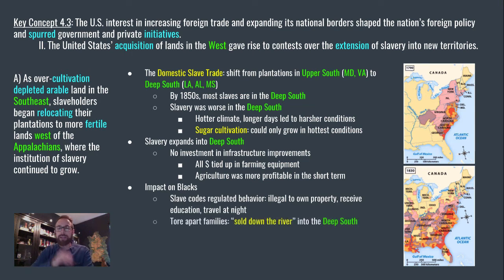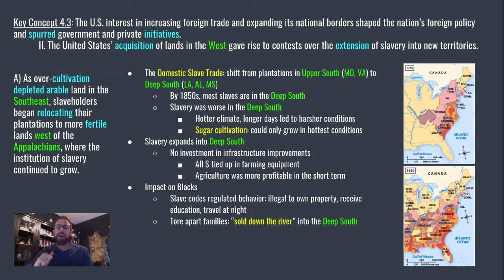Now, another impact, a very negative impact, was that the system tore apart families, especially with the domestic slave trade. The idea that suddenly people were not just property to work on these plantations, but they were a commodity to be traded, meant that as these areas opened in the South, it became profitable to sell slaves from the upper South into the lower South, or what am I saying?